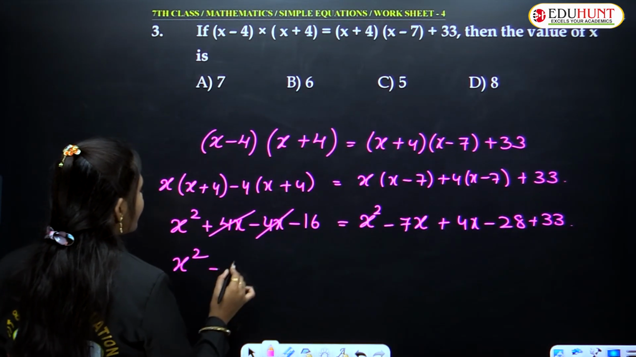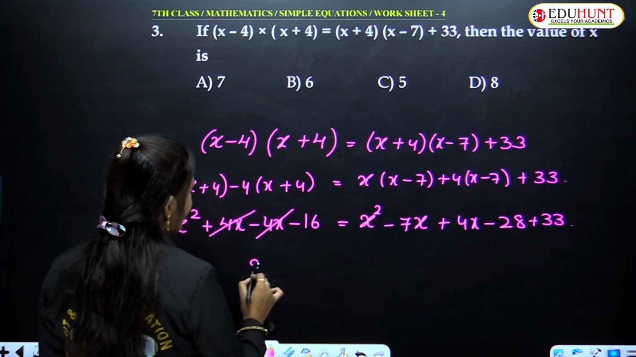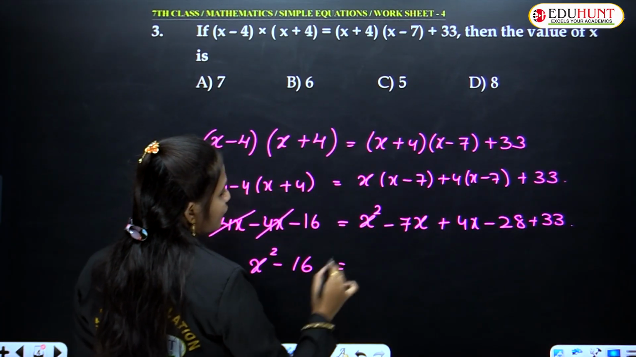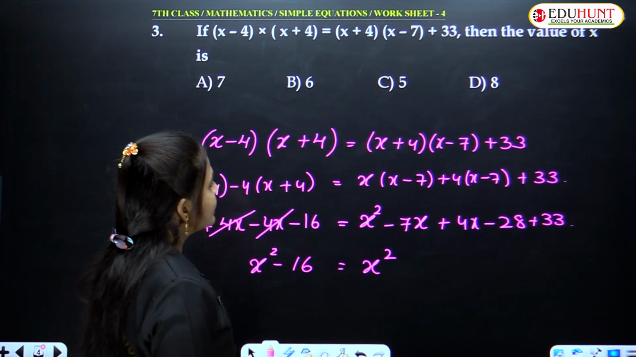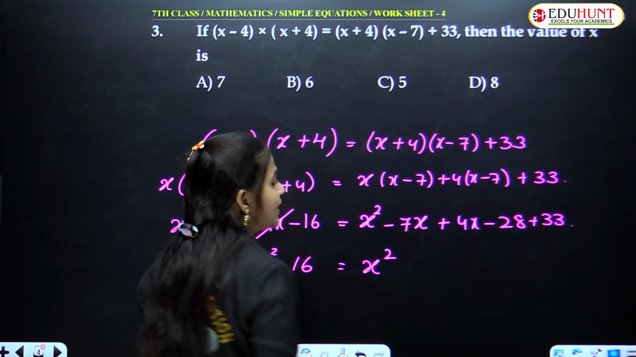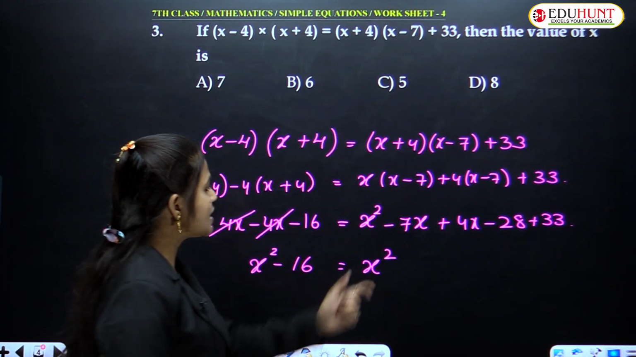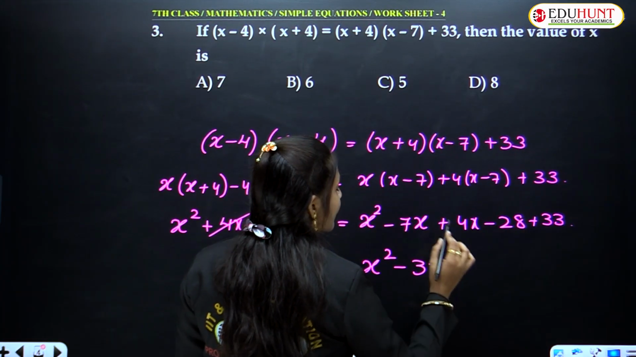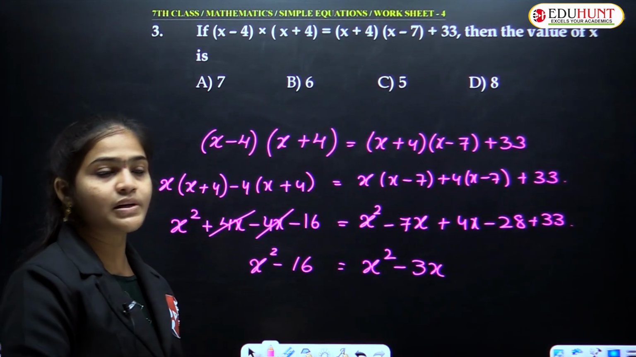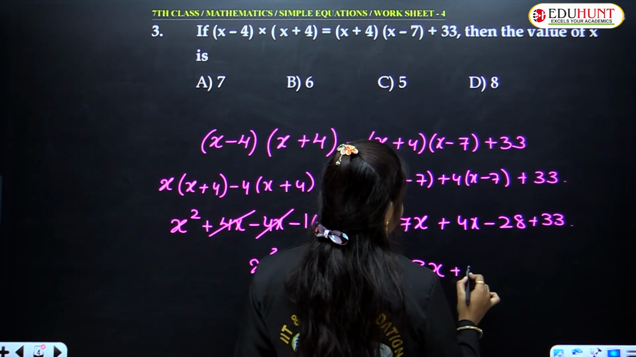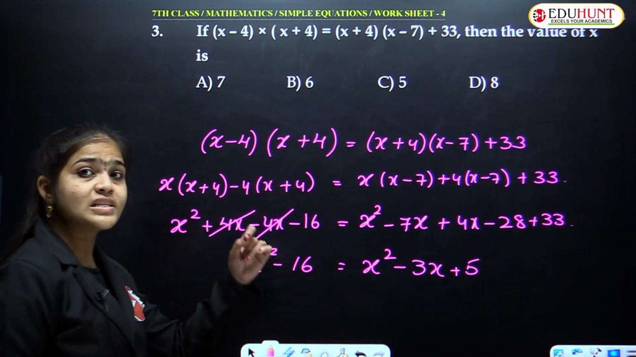Next, x square minus 16, which is equal to here x square, only one term is there, so that is x square. And here minus 7x plus 4x. So minus 7 plus 4 is equal to minus 3x. And here minus 28 plus 33, which is equal to plus 5. Am I clear? Yes.